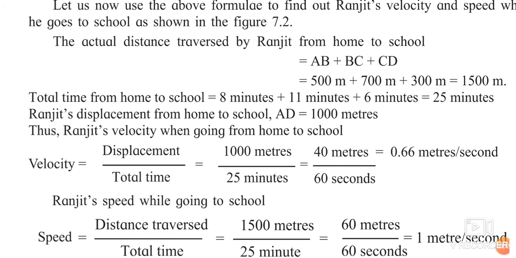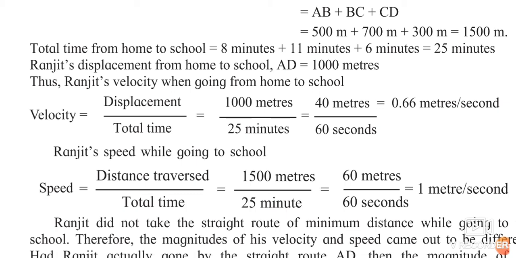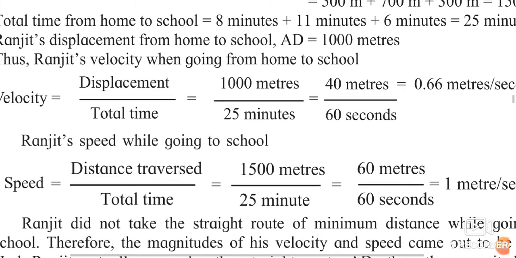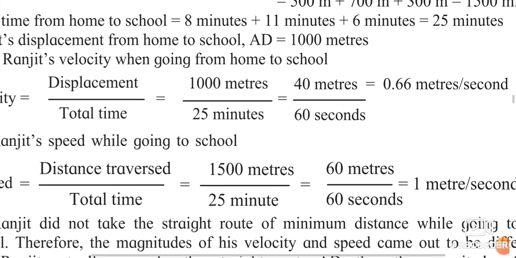He has taken 25 minutes to travel and has covered 1500 meters. Suppose you are finding his velocity. Just see, the formula is given over here. Velocity, the formula is what? Displacement upon total time. He has traveled 1000 meters upon 25 minutes, that is 40 upon 60, and the calculation is, if you divide 40 by 60, then you will get 0.66, and the unit is mentioned, that is meters per second.